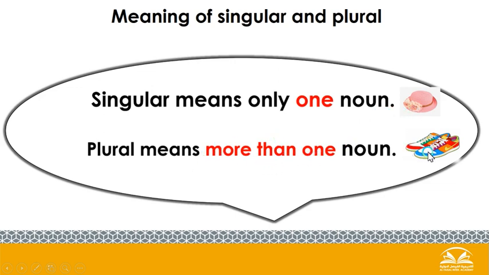And then you have shoes. Remember I said in singular you have one word, and then in plural you have more than one thing. And when you want to write a plural word, you must add s at the end.